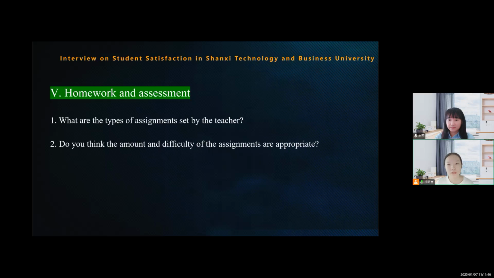In terms of difficulty, the teacher will adjust it according to the course progress and our learning situation. When we first start to learn a new course, the difficulty of the homework is relatively low, mainly to familiarize us with the basic concepts and operations. As the course progresses, the difficulty of the homework will gradually increase, challenging our thinking and innovation ability.